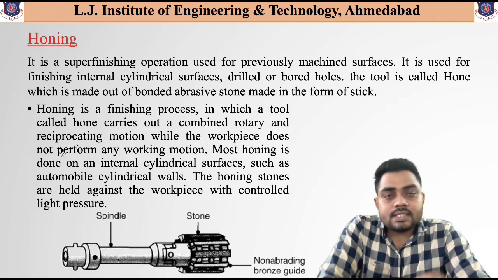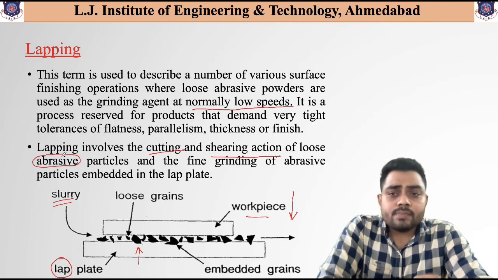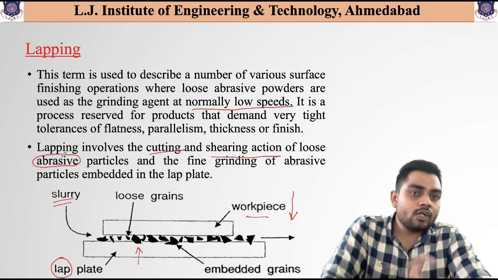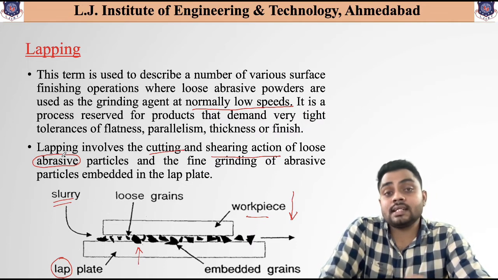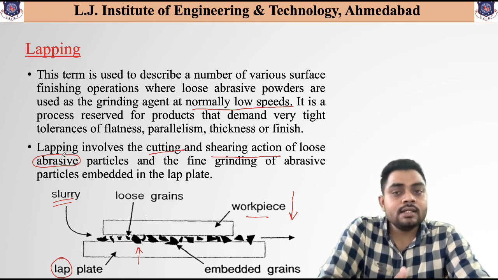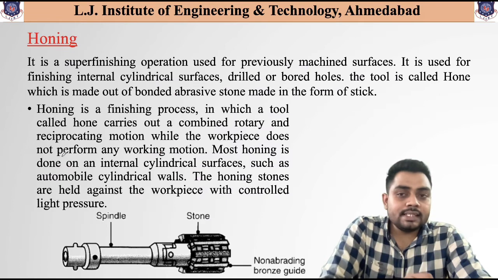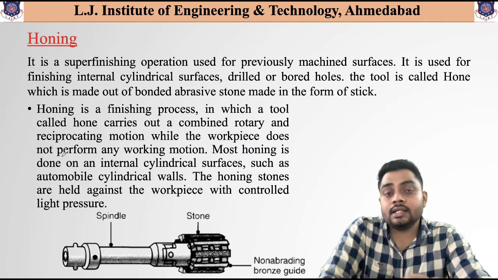Now, the next one is the honing process. There is a basic difference between this lapping and honing process. We know that this lapping process, we can only perform on the external surfaces. We cannot perform the lapping process on the internal surfaces. So, majorly, this honing process is used to provide the surface finish to the internal component.